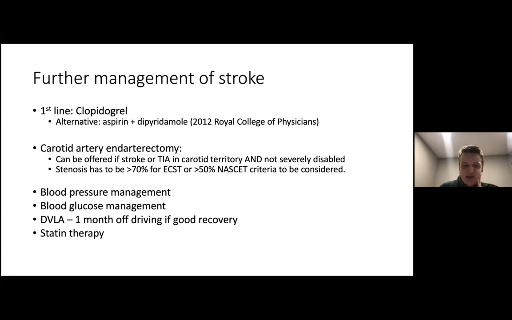Standard things, lifestyle changes, better blood pressure management, blood glucose, getting control of diabetes is all really important. Patients who've had a stroke should not drive for a month after their stroke, and also have statin therapy if they have not already started it.